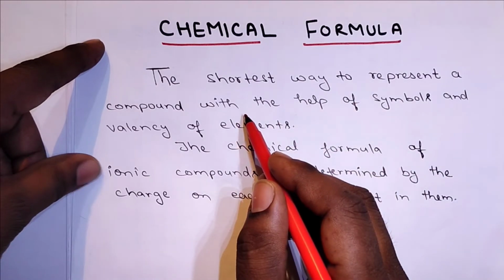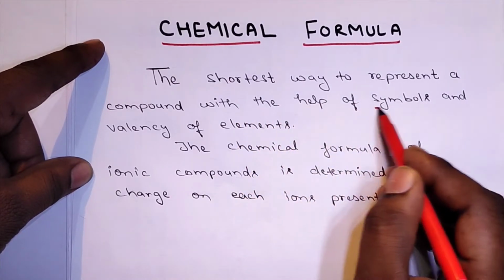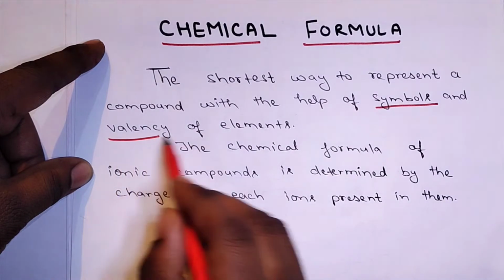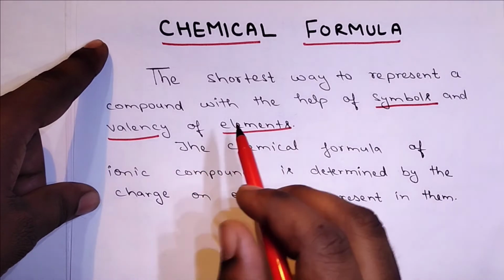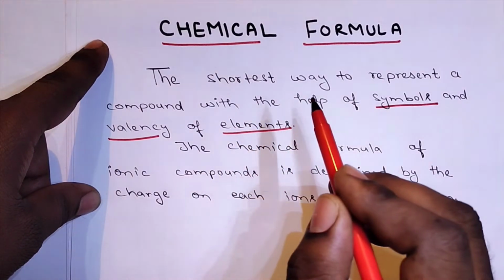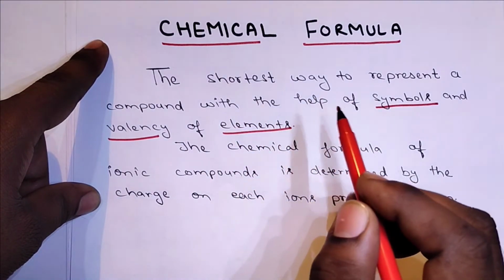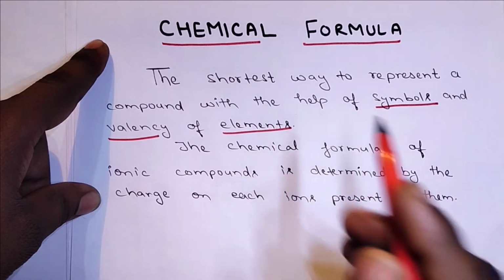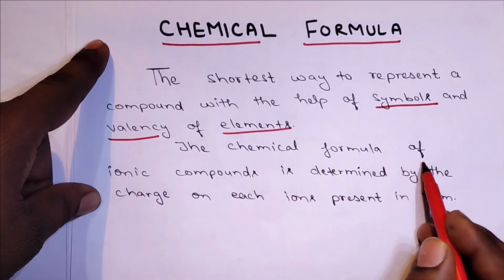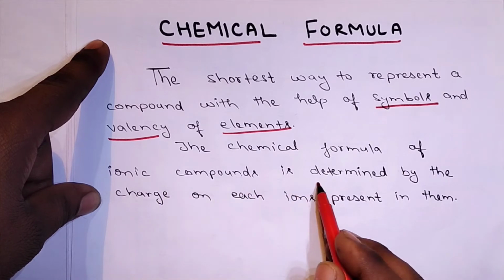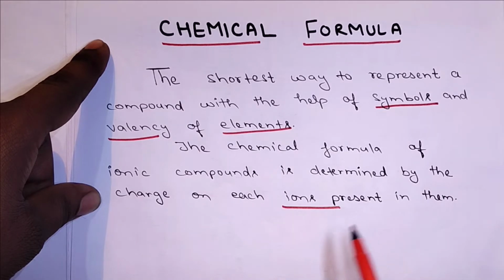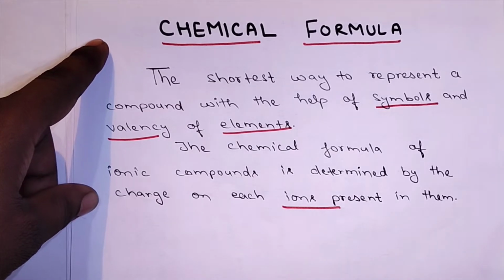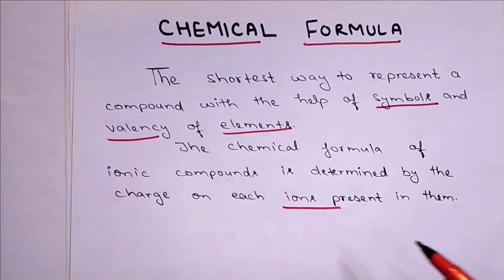The shortest way to represent a compound with the help of symbols and valency of elements, or we can say that chemical formula is the symbolic representation of any chemical compound with the help of specific symbols. The chemical formula of an ionic compound is determined by the charge on each ion present in them. Means we can determine the chemical formula of an ionic compound by the charges present on them or by the valencies of those ions.